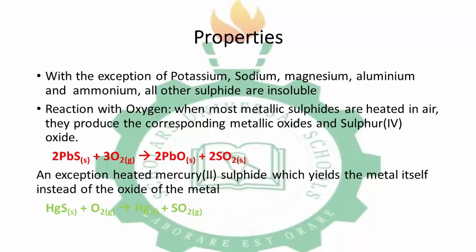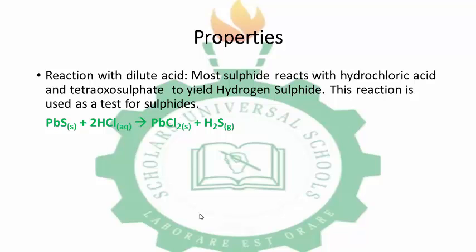Now, an exception to this rule is mercury 2 sulfide. Mercury 2 sulfide is the only sulfide which yields the metal itself instead of the oxide of the metal. That means when mercury 2 sulfide burns in oxygen or in air, it produces mercury instead of mercury 2 oxide. Please take note of that. And also, SO2 is formed. The common product formed in both of them is the SO2 gas. Please take note.